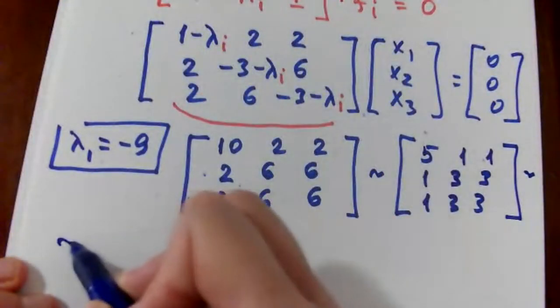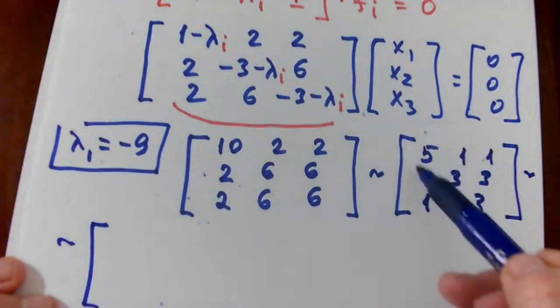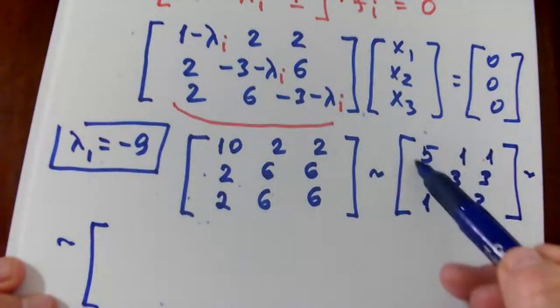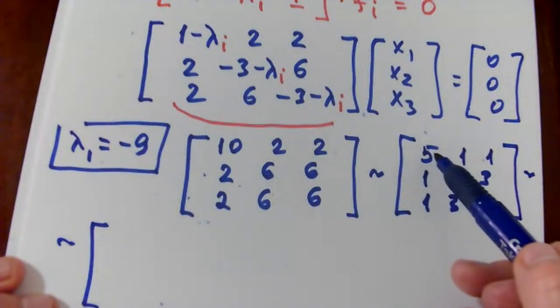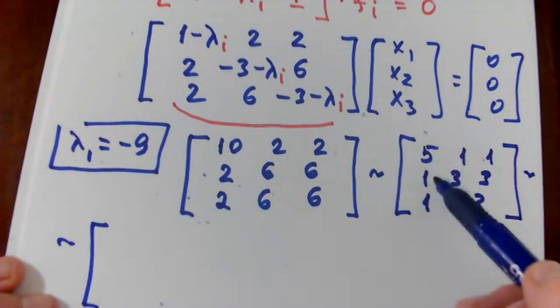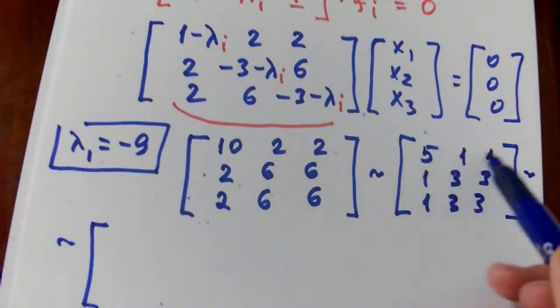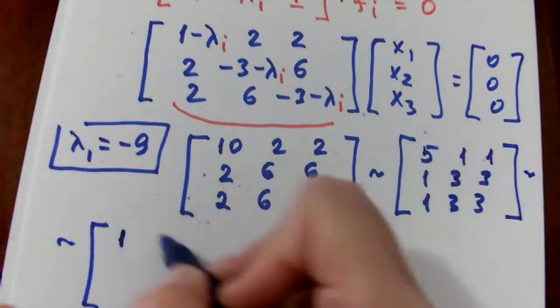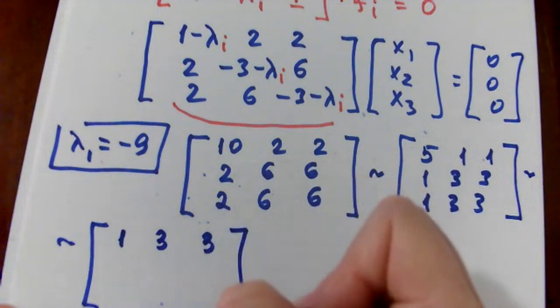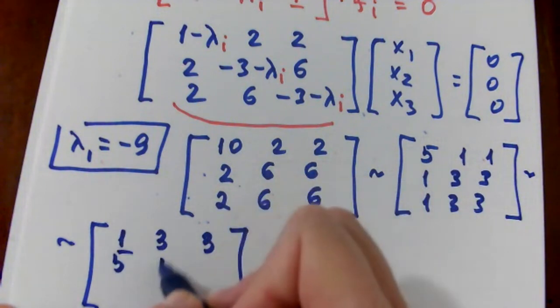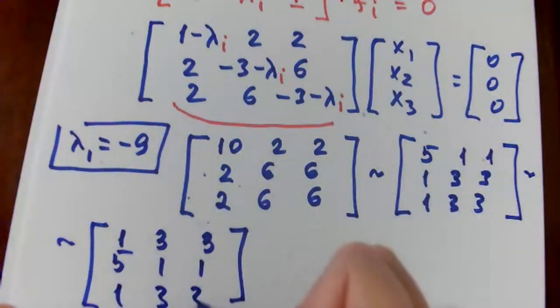The second consideration should be about this top left element. It's always good to have 1 here. And if it's possible to get 1 here, do it. Go for it. So we definitely can see that we can just swap the first and the second row. Let's do it. It always pays off to have 1 here. So 5, 1, 1, 1, 3, 3.